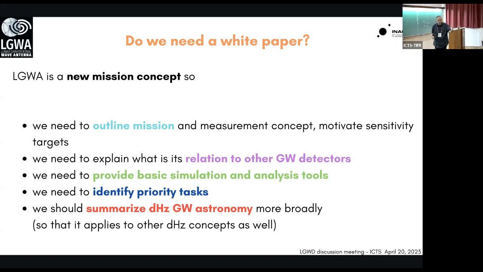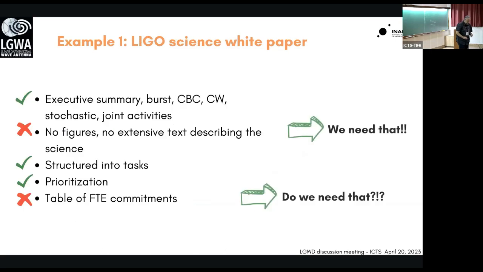And the answer, also after this week, should be yes, easily yes, because LGWA is a new mission concept. So we need to outline the mission and all our concepts. We need to explain what the relation is with other gravitational wave detection. We need to provide simulation and analysis tools to do the science that we want to do. We need to do a lot of stuff to identify priority tasks that we need to accomplish. And we should also summarize other science in the decihertz regime, or more broadly, not only related to LGWA. So we do need a white paper.